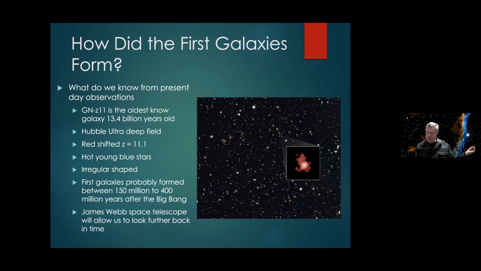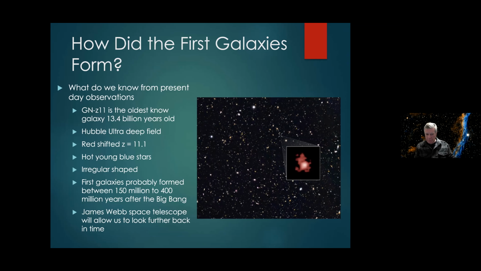Well, not too long ago, Hubble recorded GN-z11, the oldest known galaxy. Based on its redshift of about 11.1, it's estimated to be about 13.4 billion years old, only about 400 million years after the Big Bang.